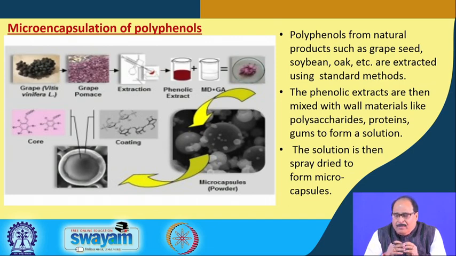So, from the natural products like grape seed, soya bean, oak etc., the polyphenols may be extracted using standard methods, and then these extracted polyphenols are mixed with wall materials like polysaccharides, proteins, gums etc., to form a solution, and the solution is then, as you can see here in this picture, spray dried to form microcapsules.